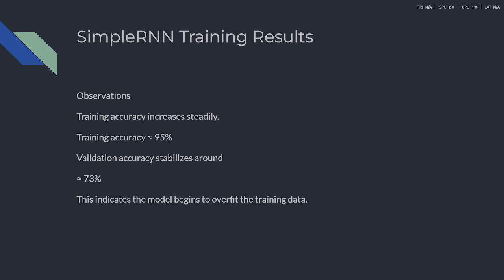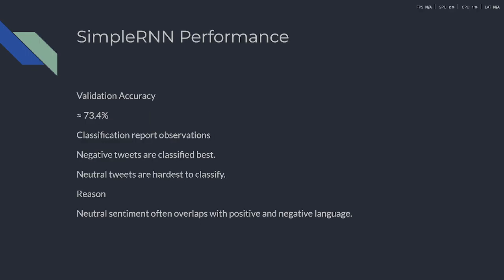Simple RNN training results. These graphs show training and validation accuracy and loss. Training accuracy increases quickly while validation accuracy levels off. Simple RNN performance. The simple RNN model achieved a validation accuracy of approximately 73%.